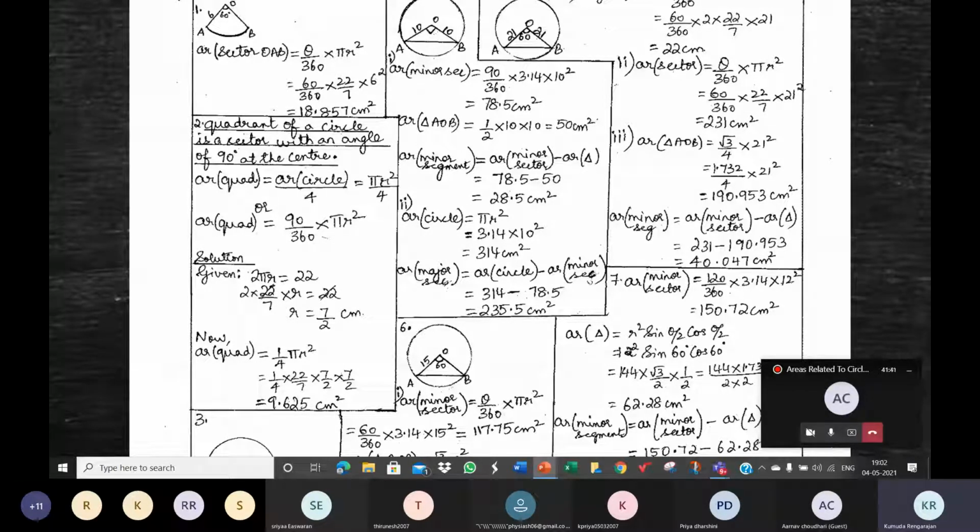All right. So in the second one, find the area of a quadrant of a circle whose circumference is 22 centimeters. So we have to find the area of a quadrant of a circle whose circumference is given to us. Why is the circumference given to us? Because using the circumference, we need to find the radius of the circle.